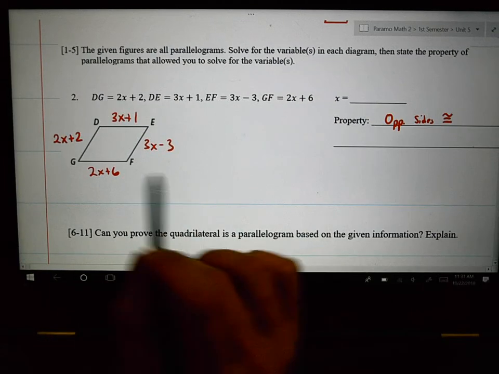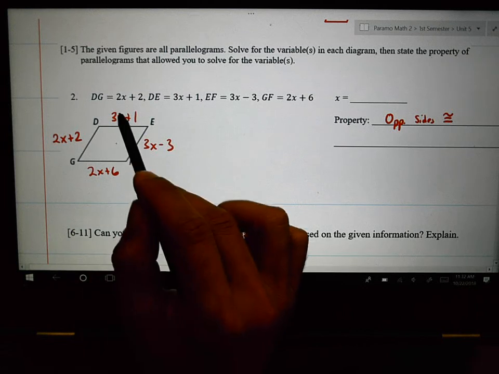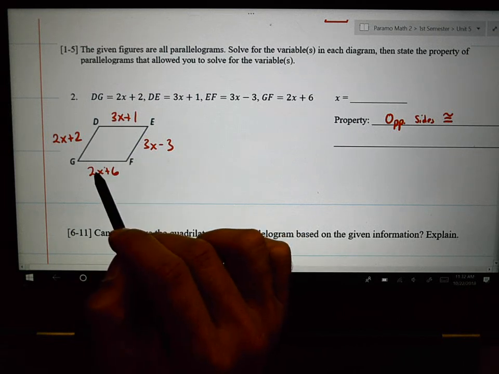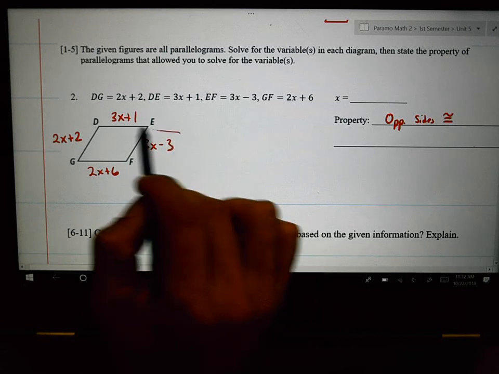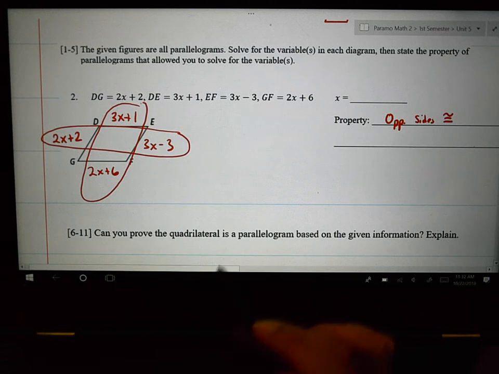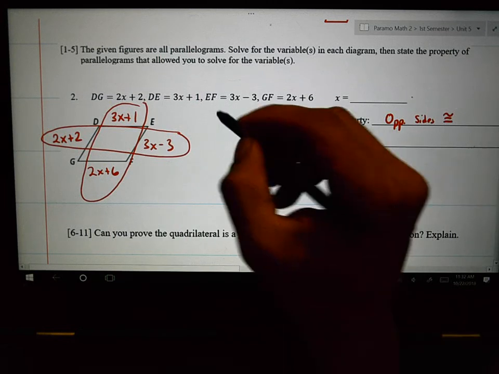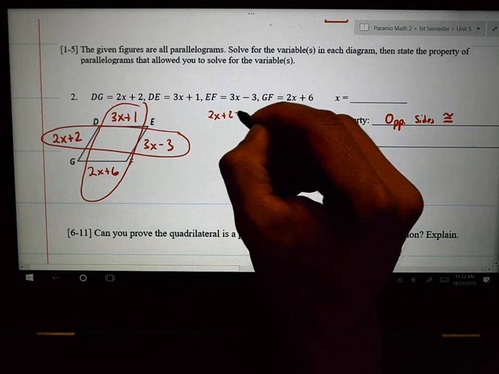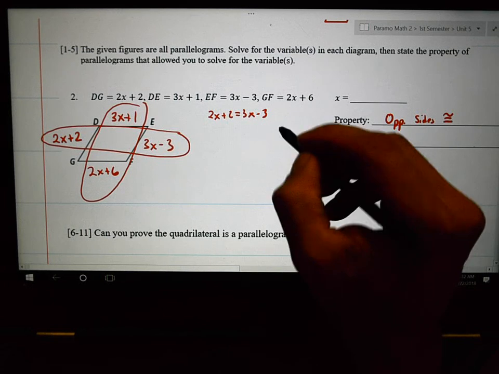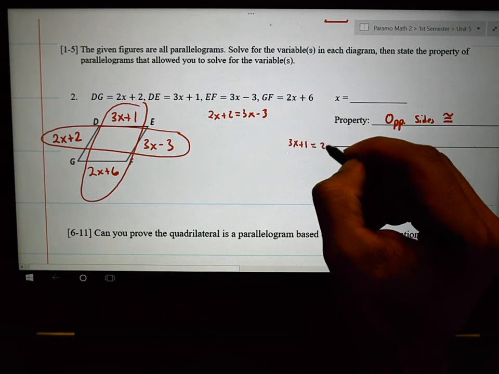What does that mean? That means that this opposite side and this opposite side are congruent, and this opposite side and this opposite side are congruent. It doesn't matter which one you pick. You can pick these two, or you can pick these two. Either way, x should be the same in both. If I did 2x plus 2 equals 3x minus 3, that's one way to do it. Or you can do 3x plus 1 equals 2x plus 6.